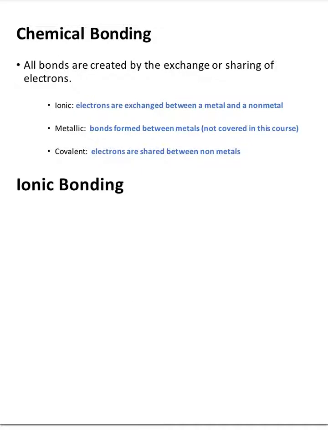Now, the last type of bonding, which is the covalent bonds, is when electrons are shared, and specifically when they are shared between two atoms that fall on the right-hand side of the periodic table, or the nonmetals.